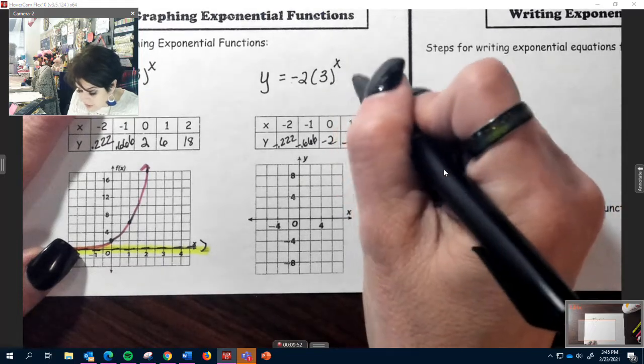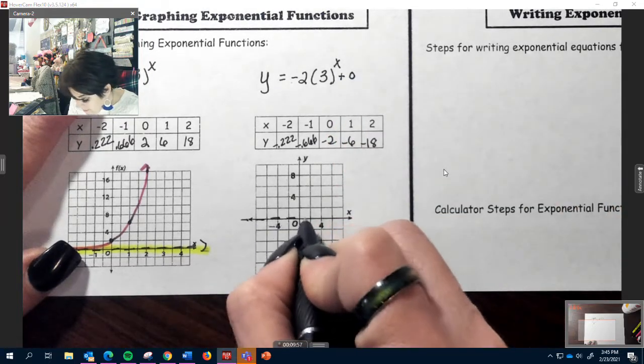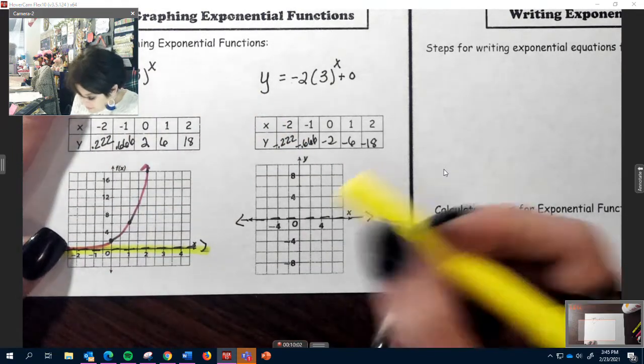So again, there's nothing here. It's like plus 0, so that means the asymptote is right here at 0. I didn't do that on the other one, but you could see it's plus 0 over there as well, if you just wanted to write it.